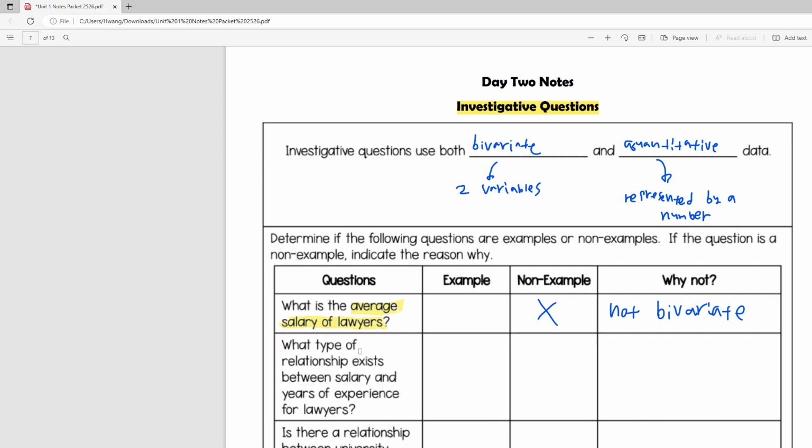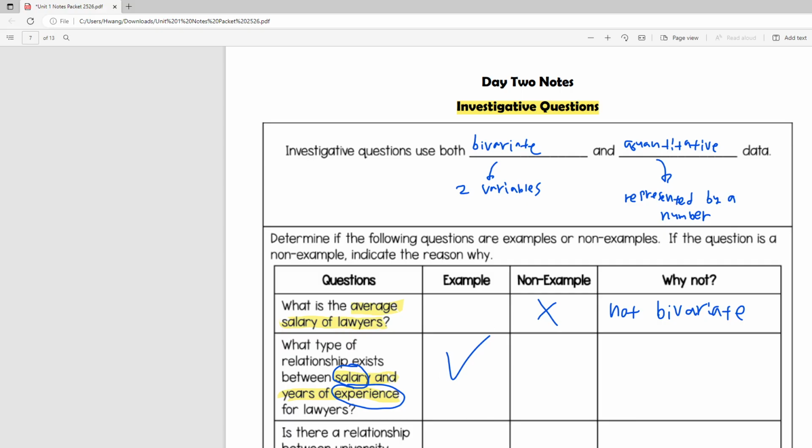If you look at the next one, it says, what type of relationship exists between salary and years of experience? This is a good example because you have two variables, salary and number of years of experience, and both can be counted as a number. So that is a good example.